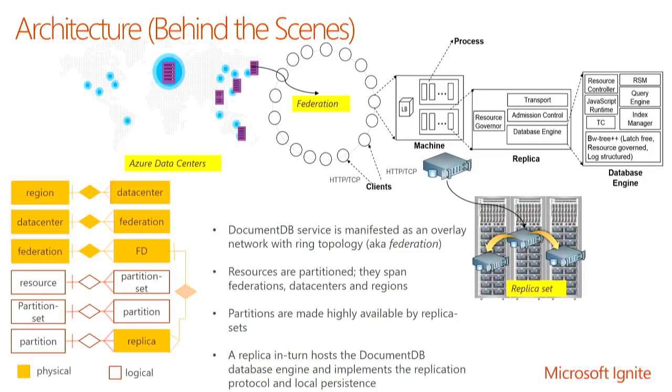Now within this, we have a set of resources. What you will be storing your data in is a concept called a collection. Each of these collections will have multiple partitions. Each of these partitions will have multiple replicas. So within a data center, we actually replicate all data 4 ways. This is how we're able to give you a 4 nines availability SLA on a single region. And these are spread across these fault domains to bring that resiliency to you.